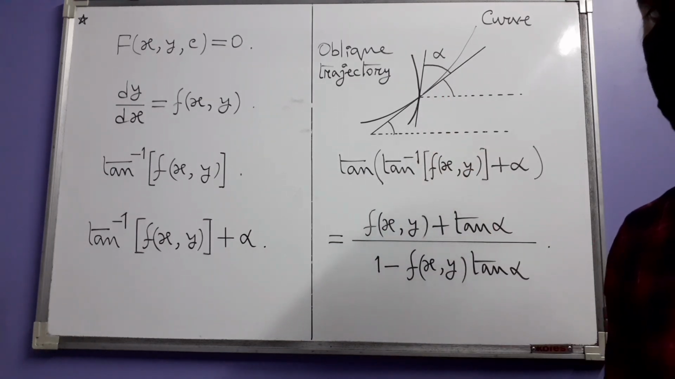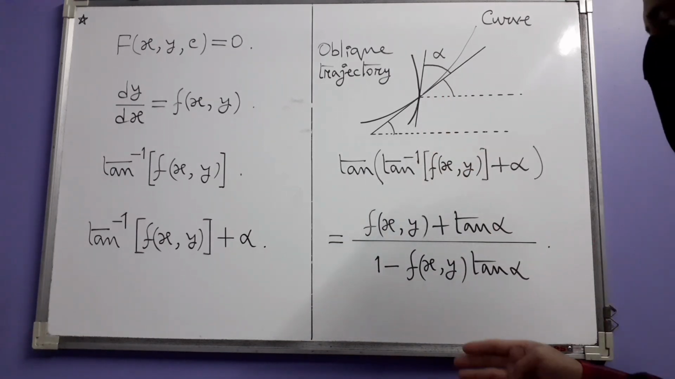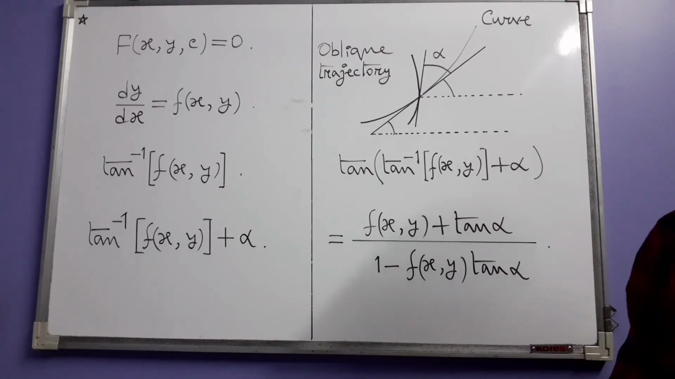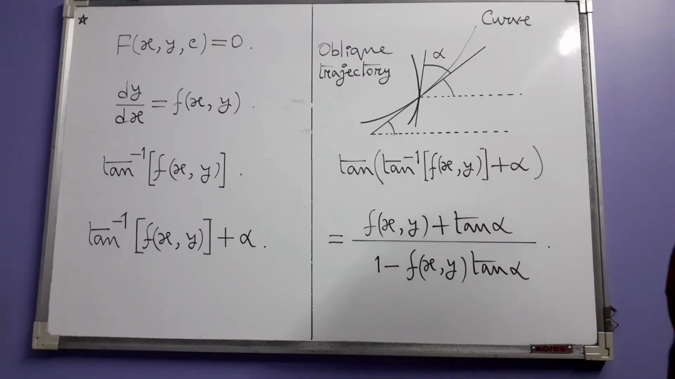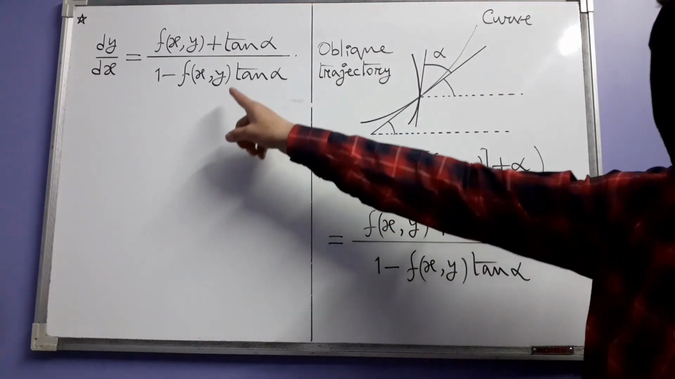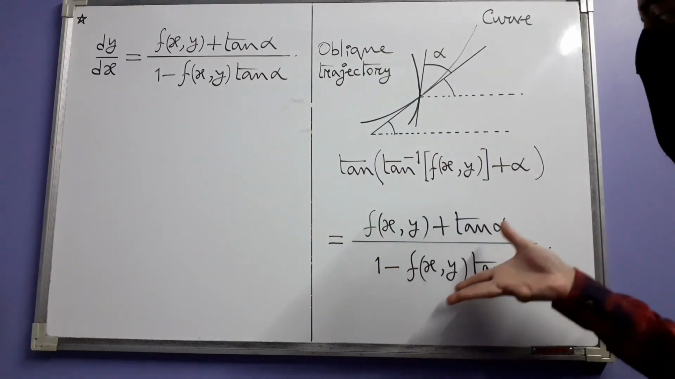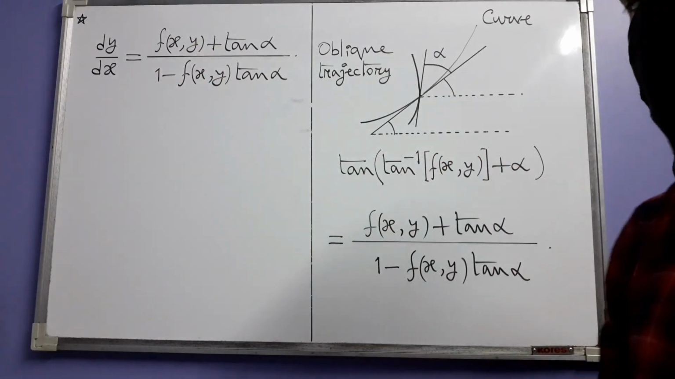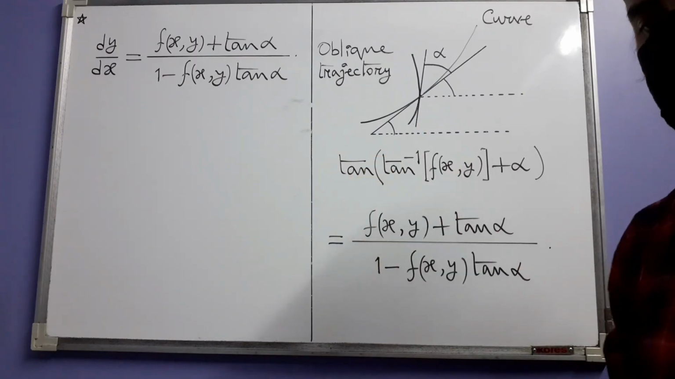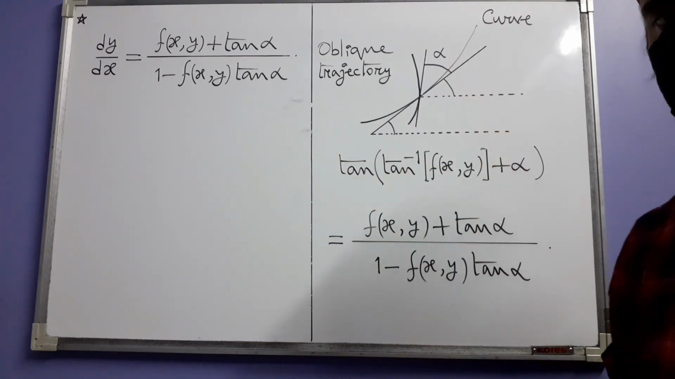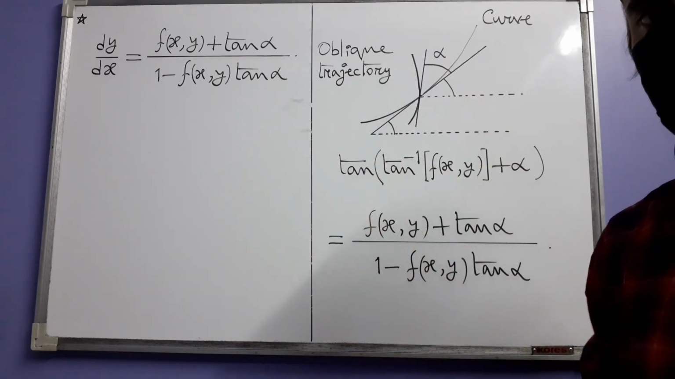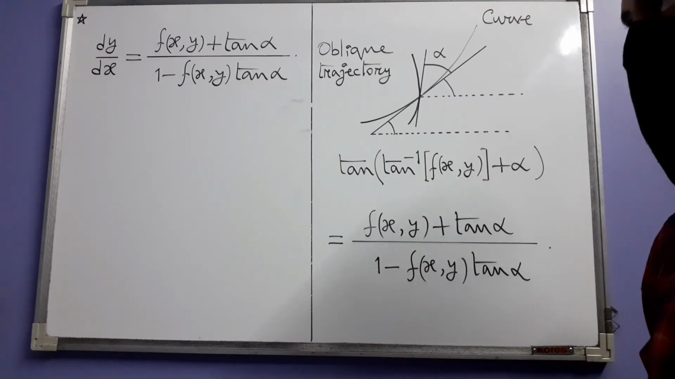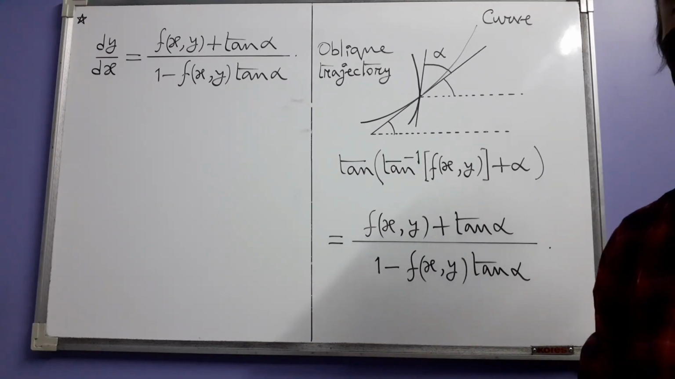And slope is derivative. So now we can write the differential equation for the oblique trajectory. And that differential equation is this. Equating this slope with derivative, we get this differential equation. Solving this differential equation, we can find any oblique trajectory to a given family of curves, and that's what we are going to do now in an example.